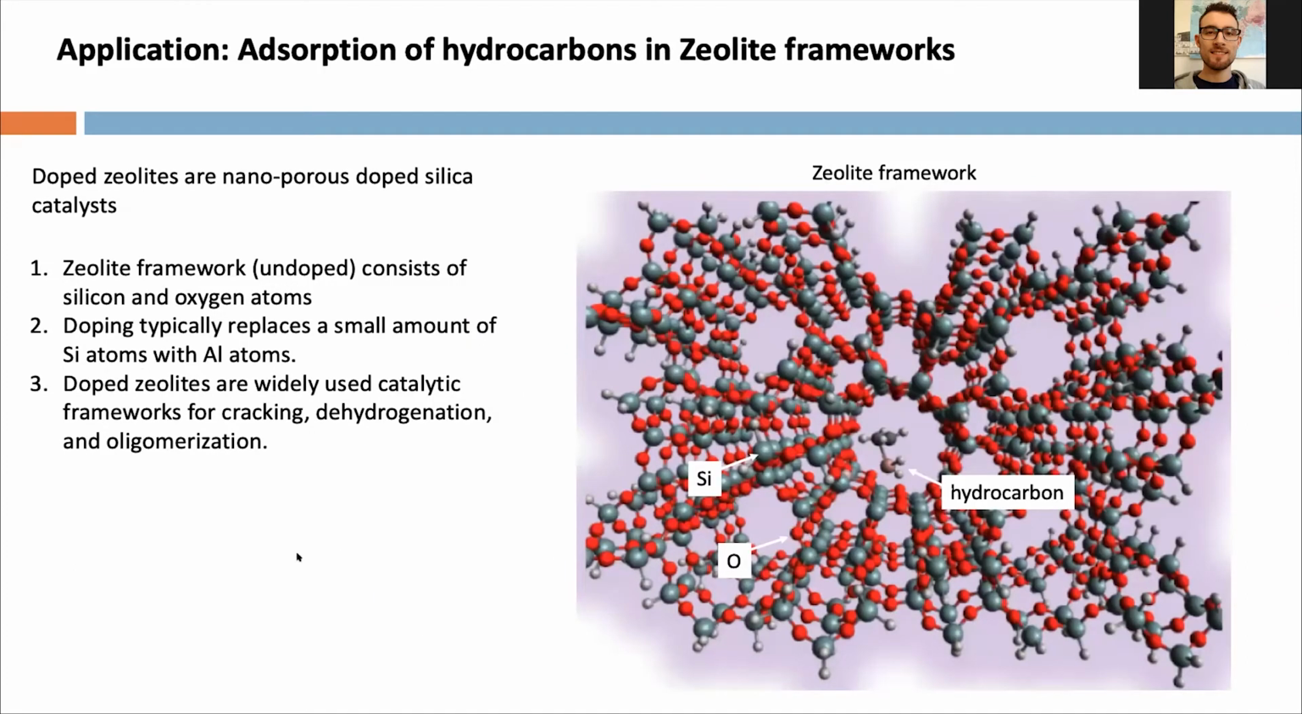We applied this to the absorption of hydrocarbons in the zeolite framework. Zeolites are doped nanoporous silica catalysts. These are silicon and oxygen, not lattices, but frameworks. And when we dope this, we usually replace a small number of silicon atoms with aluminum atoms or something else. These are widely used as catalytic frameworks for cracking, dehydrogenation, and oligomerization. So in here, we have the silicon atoms, these red oxygen atoms, and then this hydrocarbon that gets absorbed into this pore here.